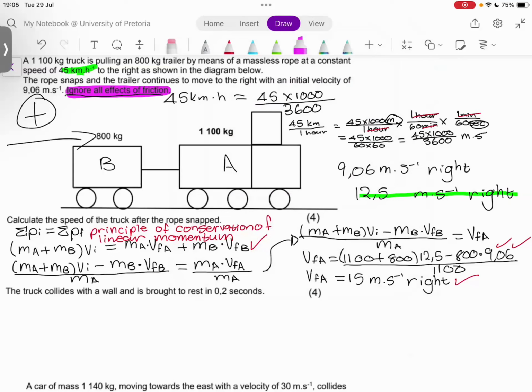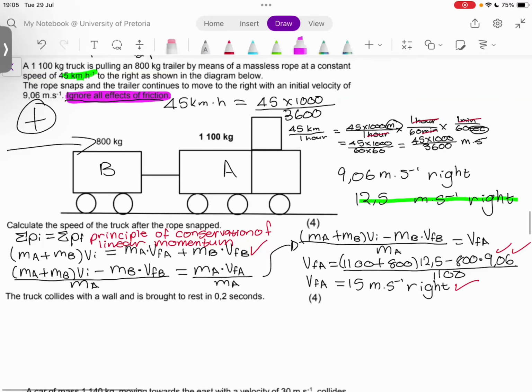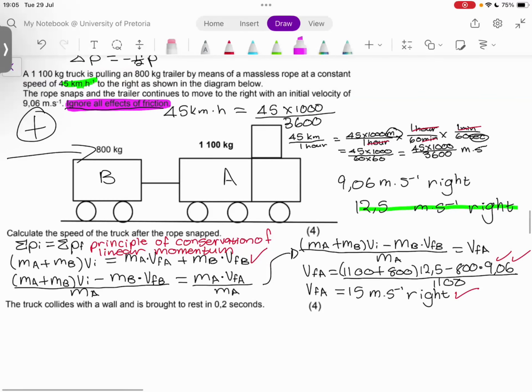Somebody else asked, does it matter if it's collision or explosion? You just have to be able to determine what equations to use and how to arrive at the final answer. Now let's move on to the next question.